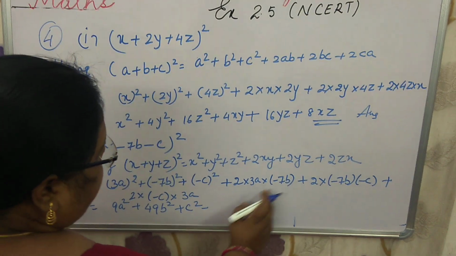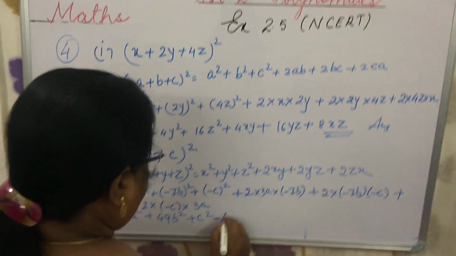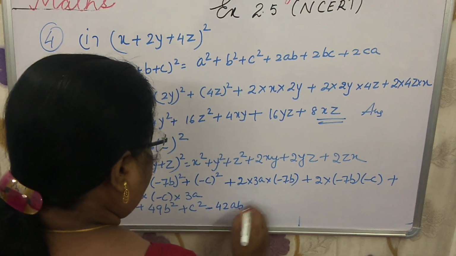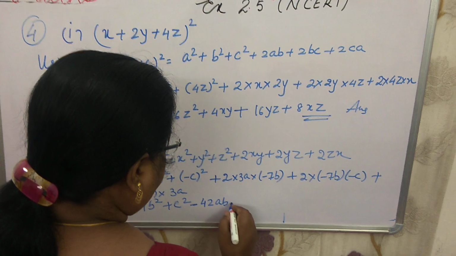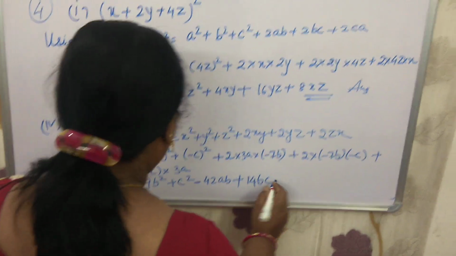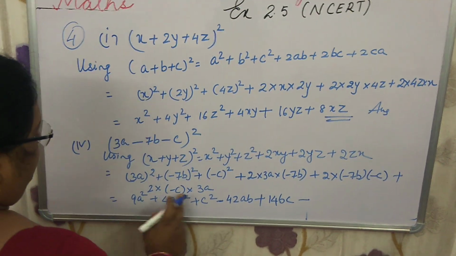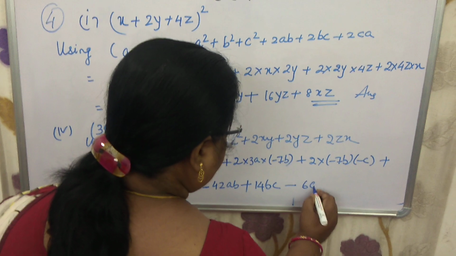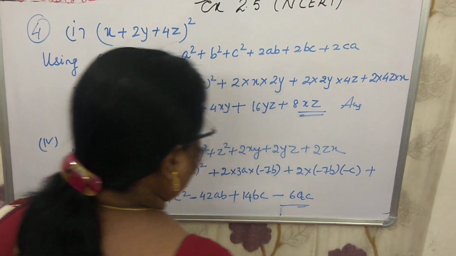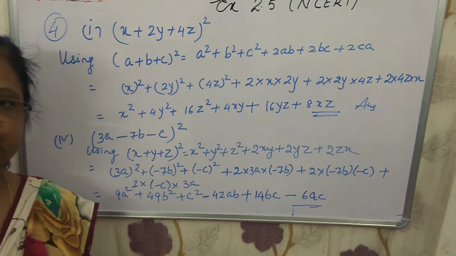Now positive into negative is negative, so we will put a minus sign here: 42ab. Again negative into negative becomes positive, so 14bc, and here negative into positive becomes negative, so 6ac. So this is the required answer. So you complete this question also.